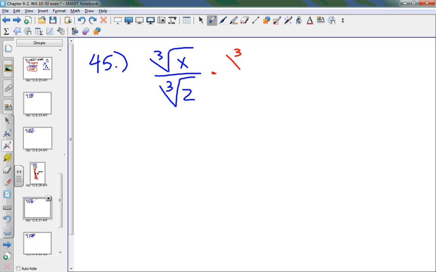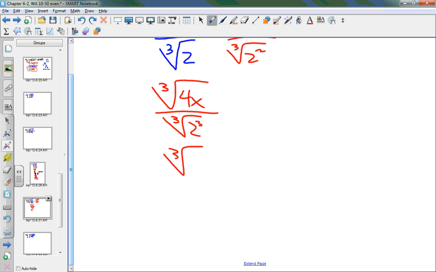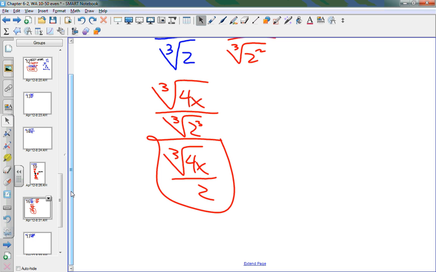So I'm going to multiply by the cube root of 2 squared over the cube root of 2 squared. What is 2 squared on the top? 4x. So I have the cube root of 4x all over the cube root of 2 cubed. Why is it 2 cubed down there? It was 2, you multiplied by 2, because I have a total of 3 2's down there. And what is the cube root of 2 cubed? 2. So at the top it's the cube root of 4x all over 2, and that's it. They all be like that.